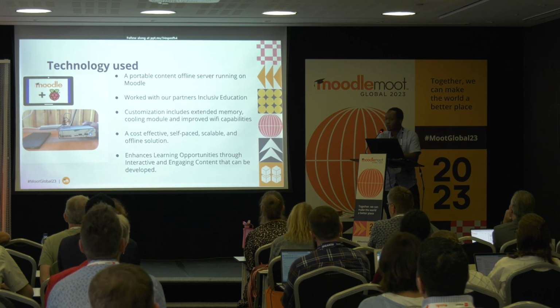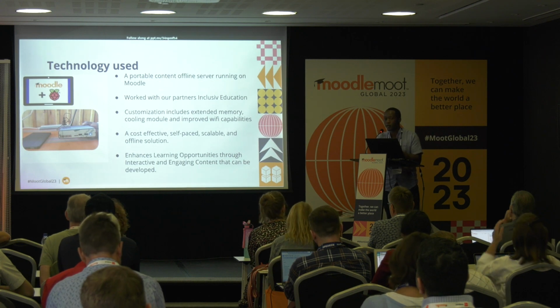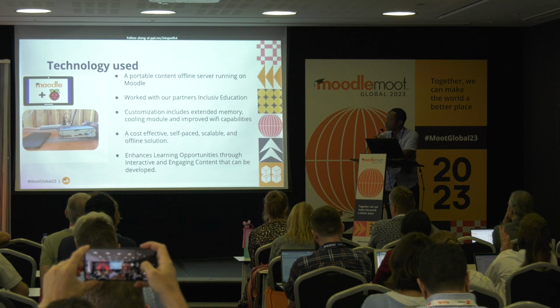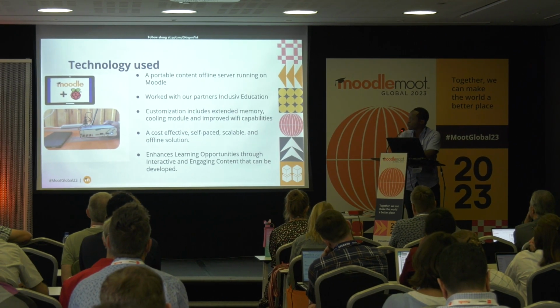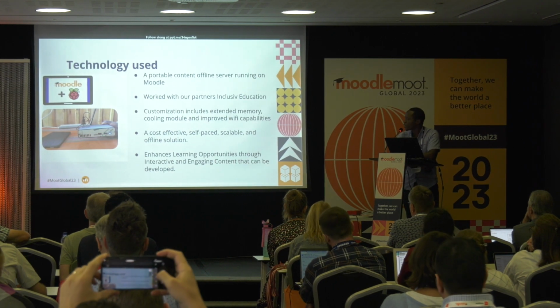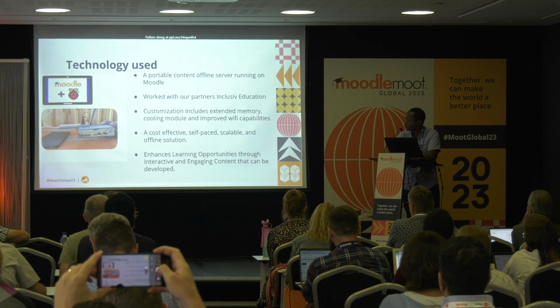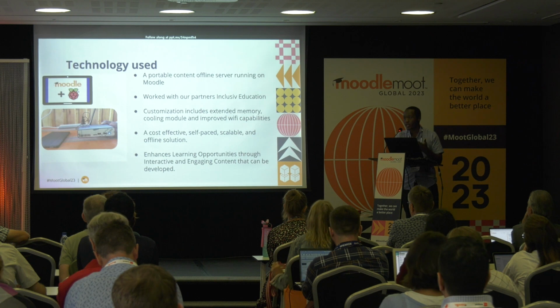We also look at these devices as cost effective, because when you think about a Raspberry Pi, it's really affordable. And then the other thing is trying to improve Raspberry Pis through some of our partners like Inclusive Education. For example, the box that's on there is a Raspberry Pi that has enhanced memory, a bit of Wi-Fi capabilities, as well as a cooling module because it can get really, really hot.